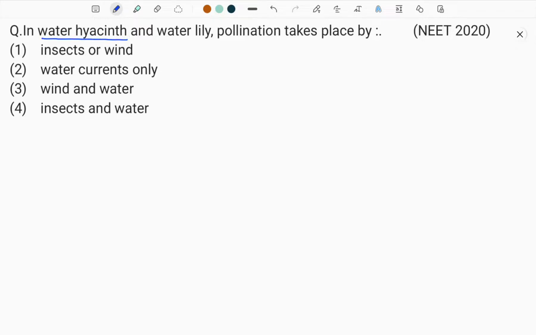Let us know what they are. Water hyacinth is Eichhornia. Water hyacinth is called as Eichhornia. It's also called as terror of Bengal.